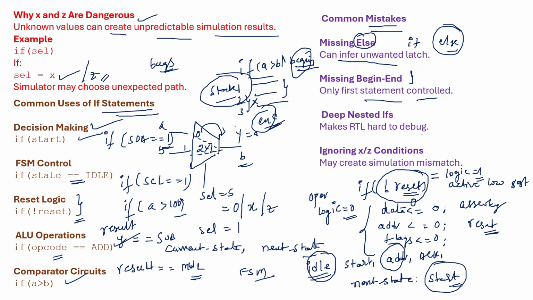And then deep nested ifs. If you don't want to make your RTL hard to debug, don't use deeply nested if else conditions, like an if condition and then another if condition, again another if condition. Don't use all these things. Also try to avoid, most of the time, unknown values and high impedance values in your if else statements, because the simulator unexpectedly takes some other values. That gives you an error.